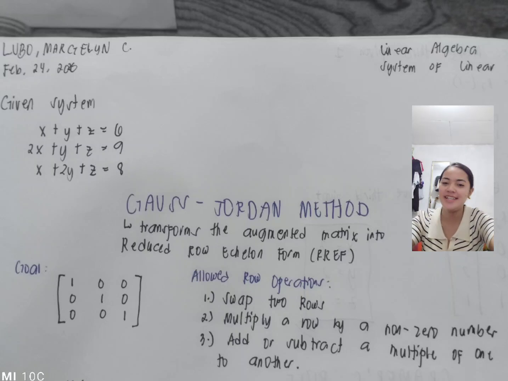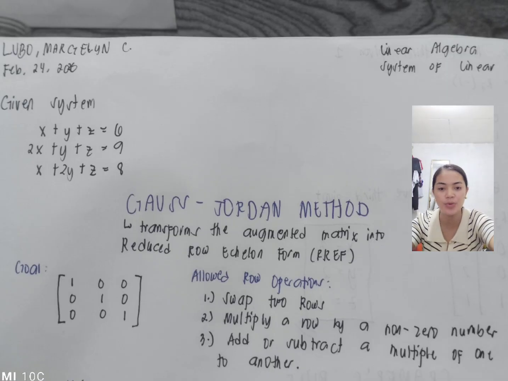Hello everyone, good day. Today I will demonstrate how to solve a system of linear equations with three variables using three different methods. I will use the Gauss-Jordan method, Cramer's rule, and of course, the inverse method.